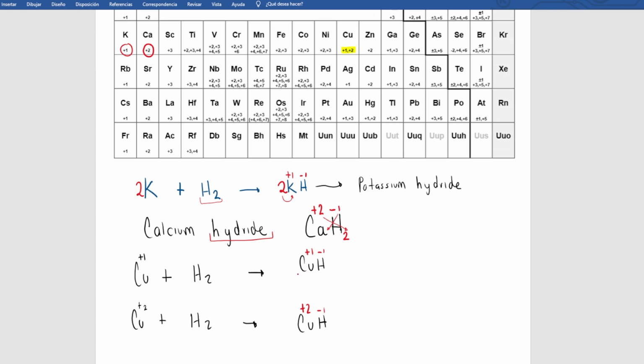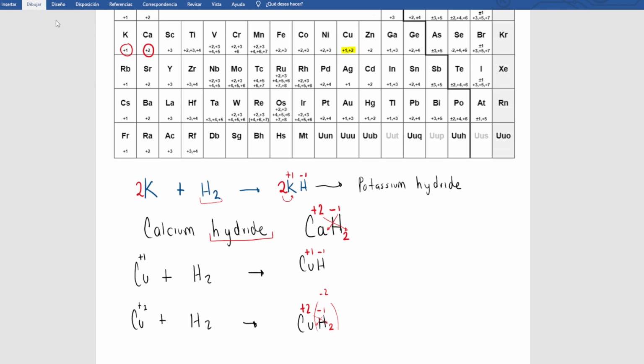So, in the first one, the charges are balanced, so we don't have to cross the charges. But here, the charges are not balanced. So we need a -2 here to complete the 0. So what we do is cross the charges, and we put a 2 here. So the global charge, in this case, is going to be -2, because we have 2 atoms, times -1 is going to be -2. Now the formula is neutral.